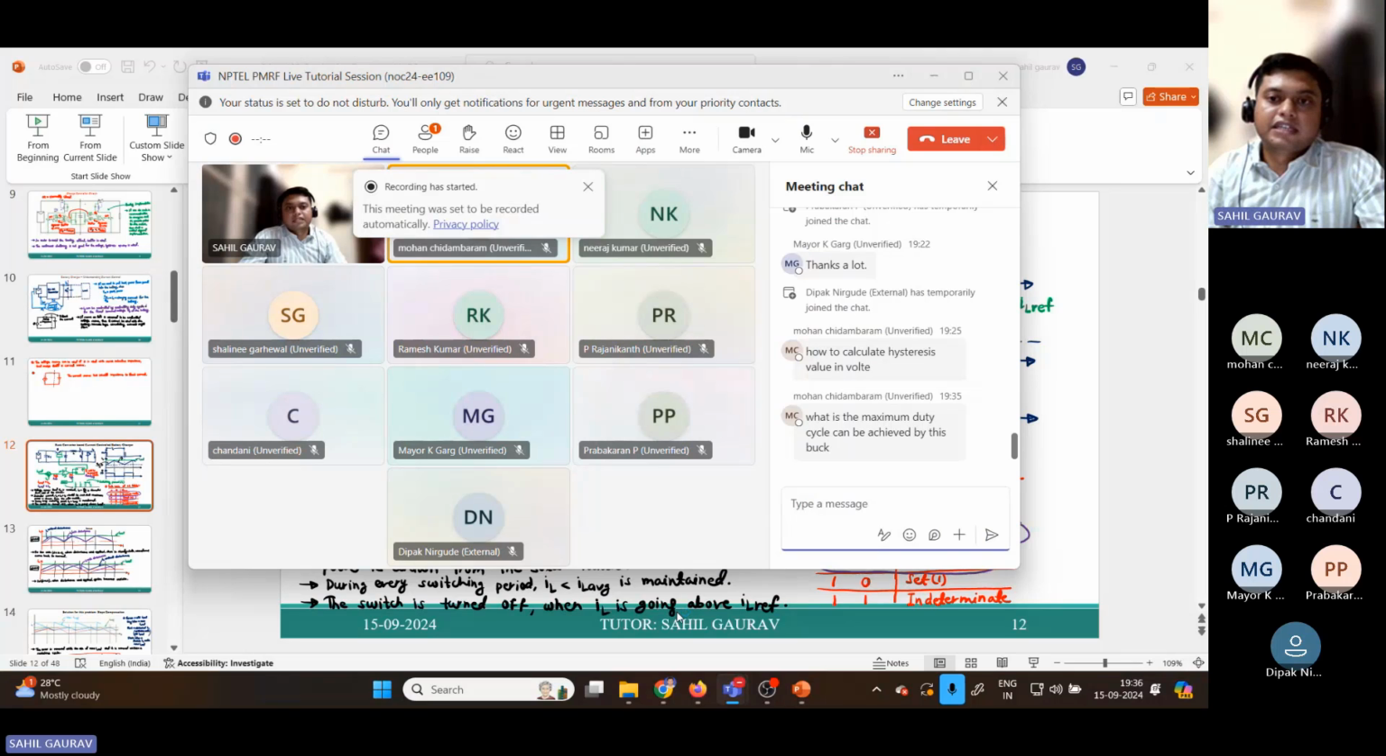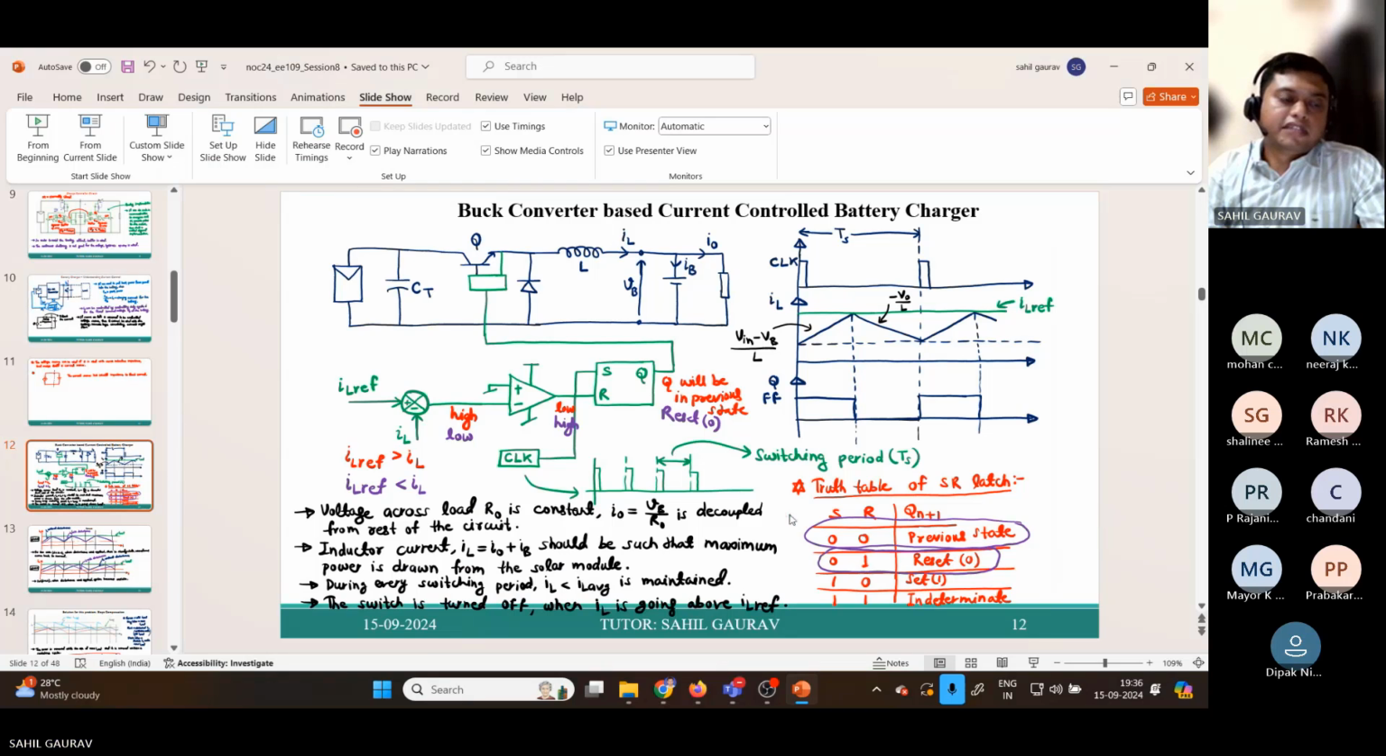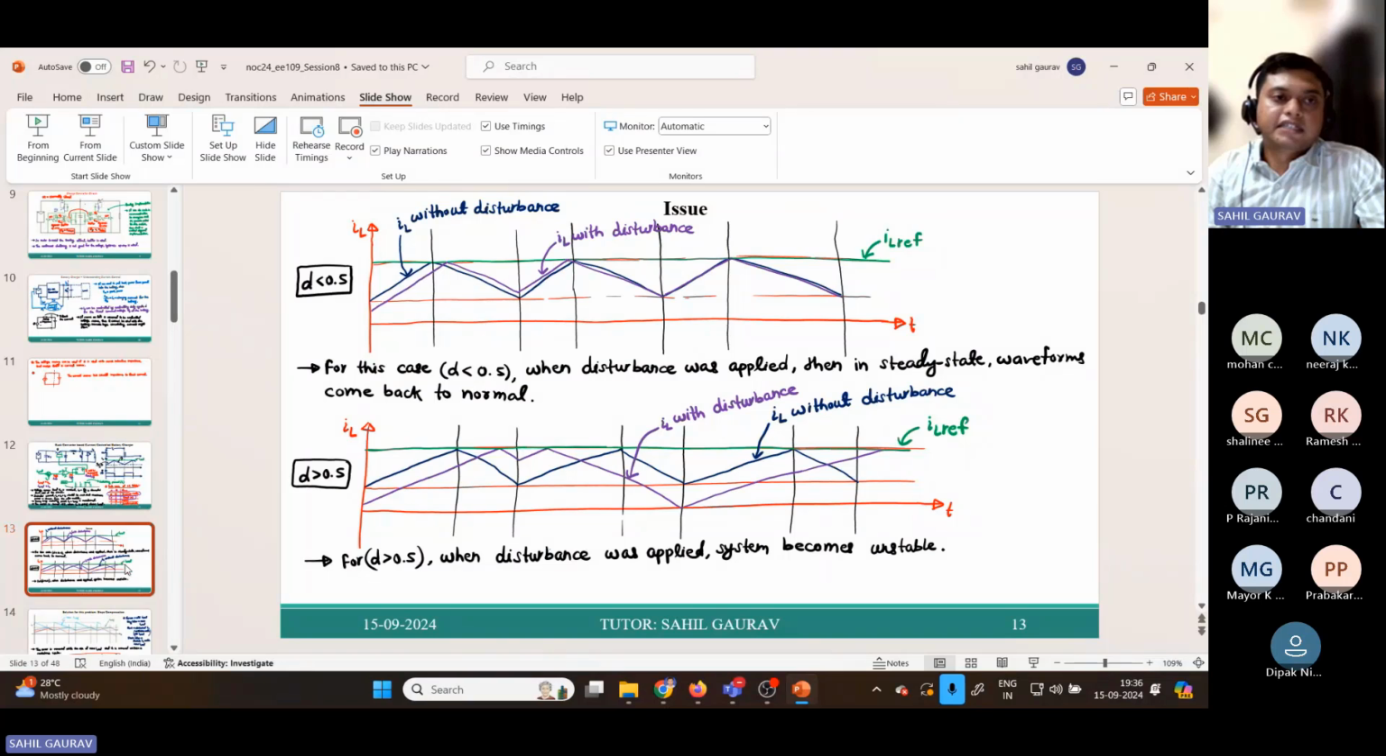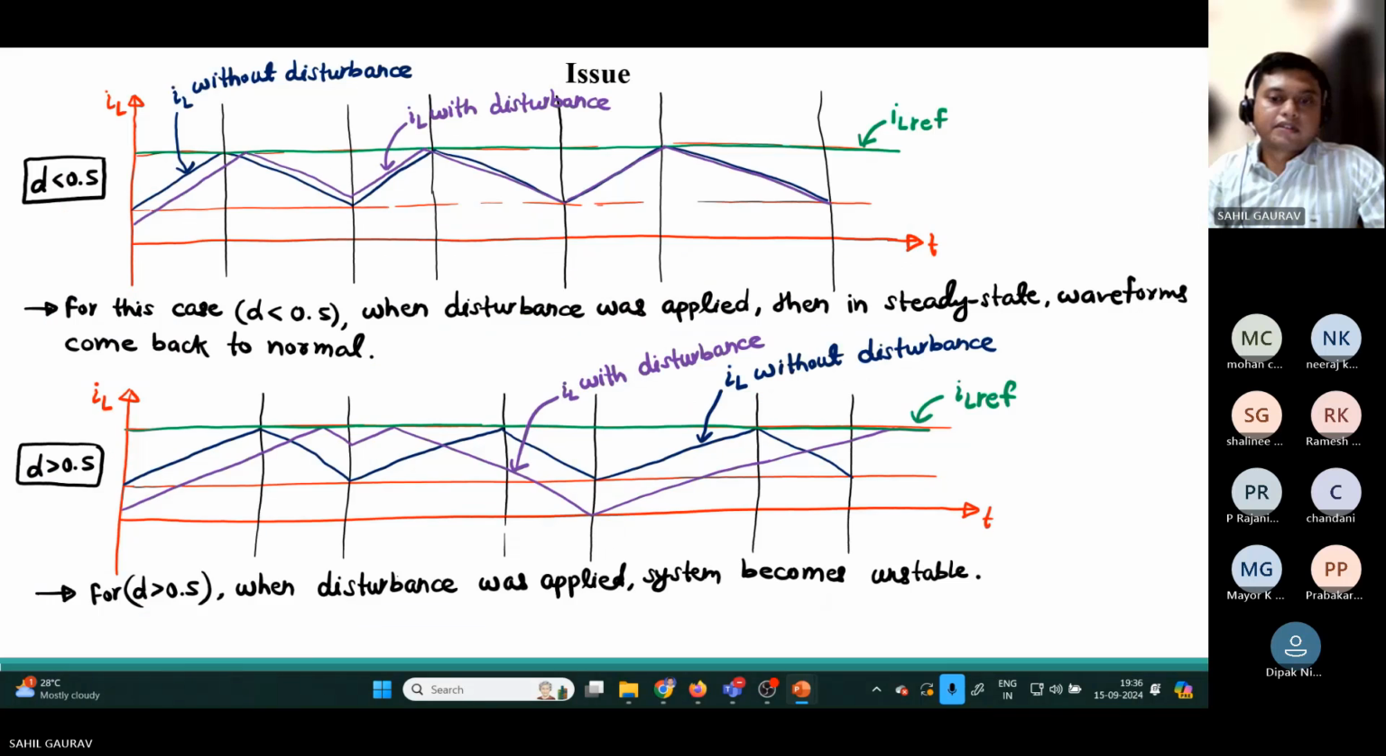What is the maximum duty cycle that can be achieved by this work? We are going to see that in the next part. What happens is that the maximum duty cycle that we are going to achieve is 0.5. Beyond that, if some disturbance comes, then our system gets unstable. So what is the issue?